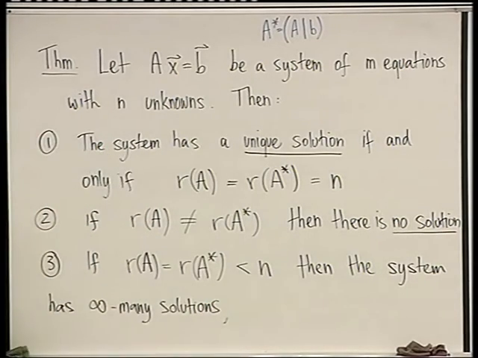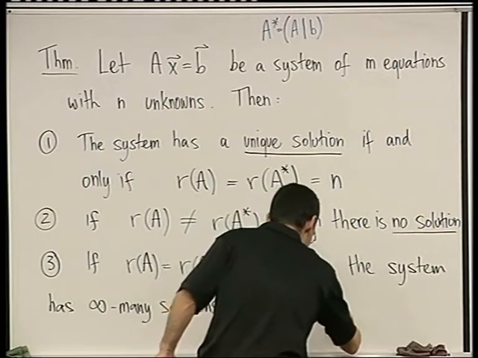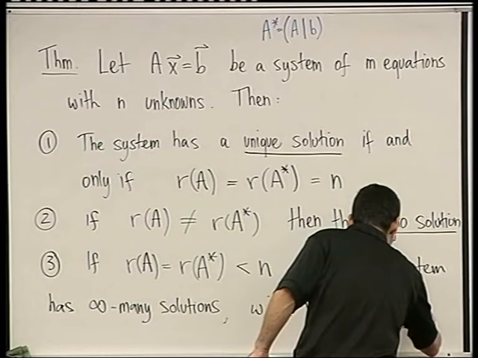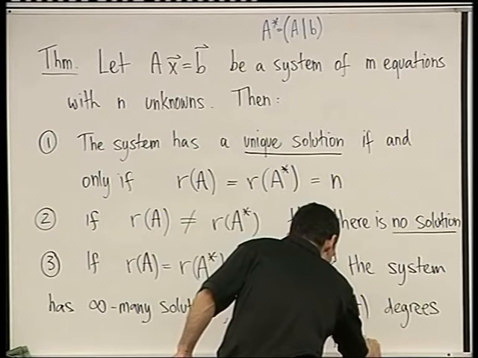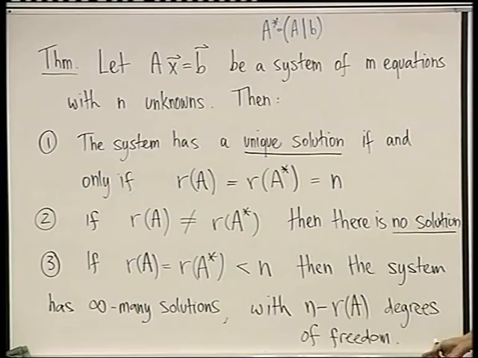And we can say more. We can say how many degrees of freedom we have: how many of those n variables can be chosen freely, and how many are going to be dependent on them. With n minus the rank of A degrees of freedom. N minus the rank of the variables are going to be independent, and the rest are not.